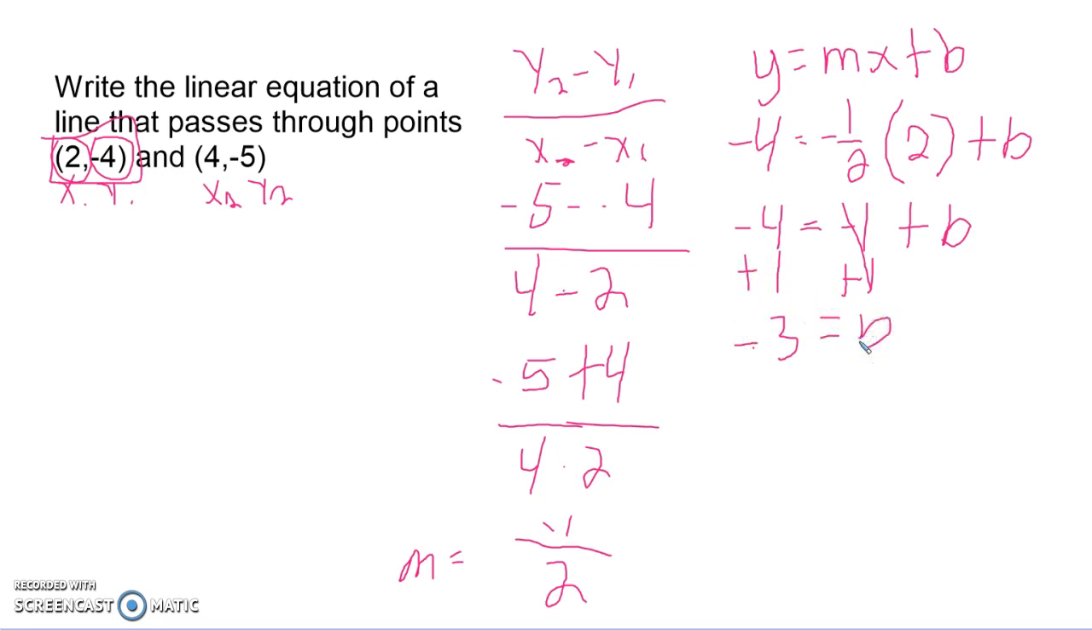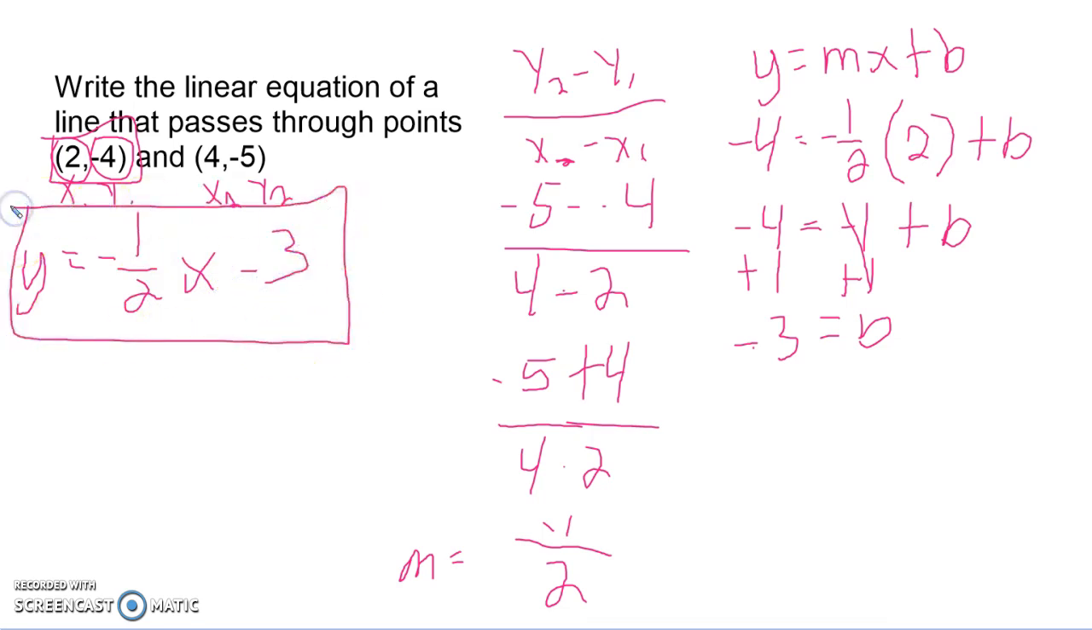And so if we write the equation, then we're going to have y is equal to our slope, which is negative 1/2 x, and it's going to be negative 3. And that is the equation of the line that passes through those 2 points. Awesome. There you have it.